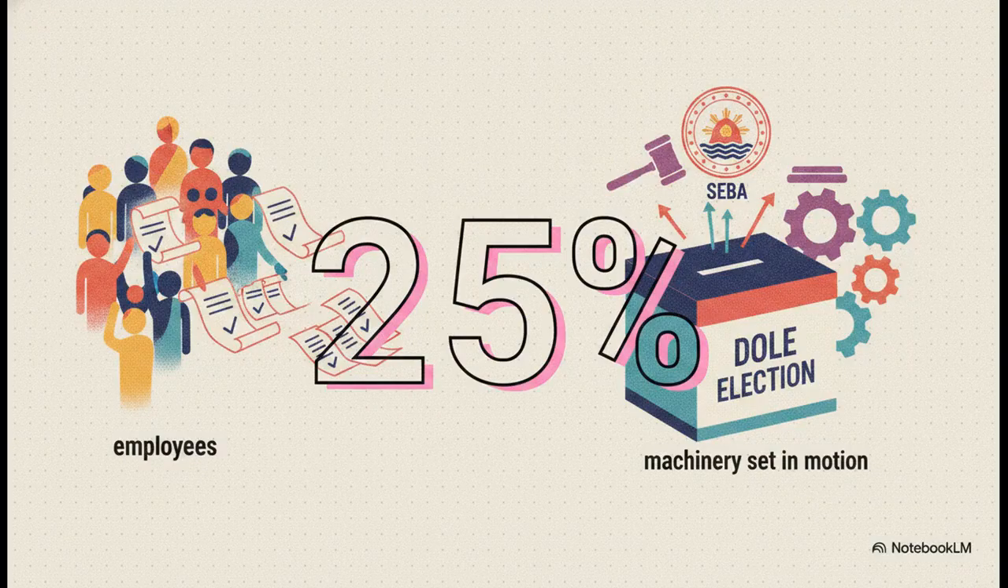So how does a union actually prove it should be the SEBA? Well, in an unorganized establishment, if a union wants to trigger a statutory certification election, which is an official DOLE-run election to determine the representative, they need a magic number. They have to gather the written consent of at least 25% of all the employees in that specific bargaining unit. Once you hit that 25% threshold, boom, the election machinery is set in motion.